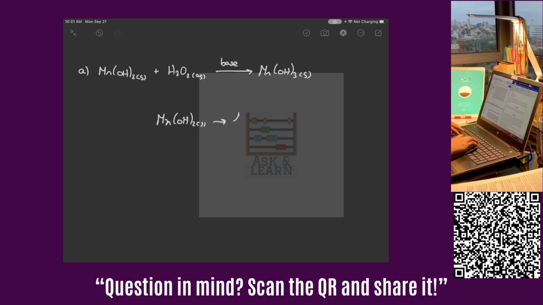Mn(OH)2 solid to Mn(OH)3 solid. Manganese is balanced on each side. 2 oxygens on the left, 3 on the right, so H2O on the left. That leaves me with 4 hydrogens on the left. I need 1 hydrogen on the right and 1 electron on the right.